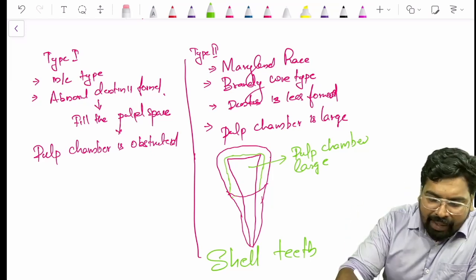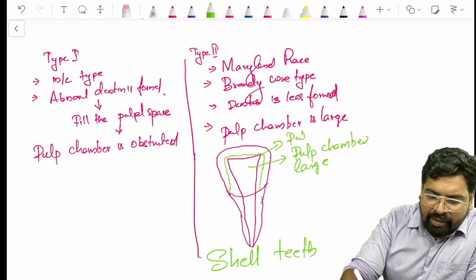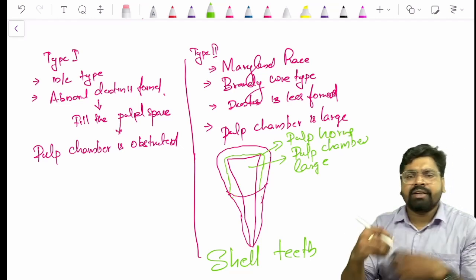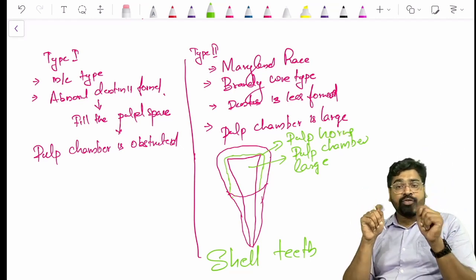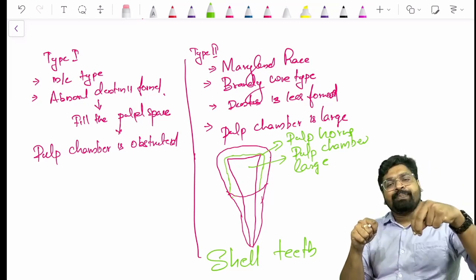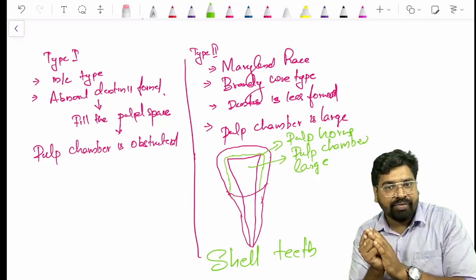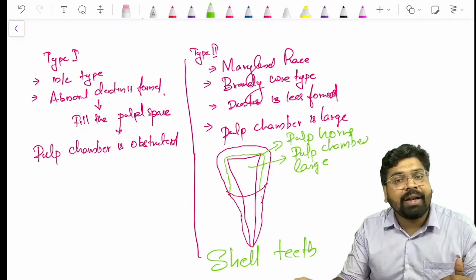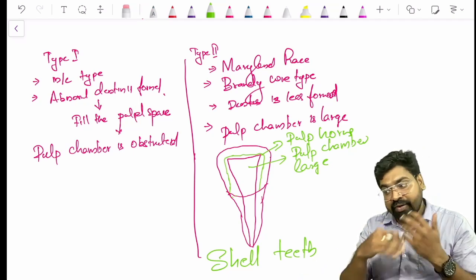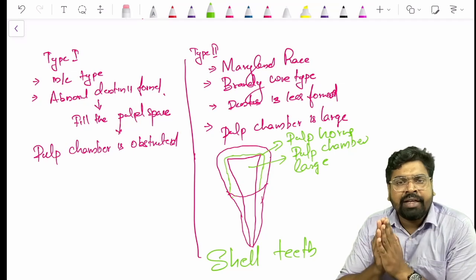And you can see that the pulp horns are very high. In such a tooth, the pulp horn will be very high. So be very careful when you prepare a cavity. There is a high chance that you can expose the pulp horn because the dentin thickness is very less. So there is more chance of pulpal exposure in dentinogenesis imperfecta, if you're in type 2.